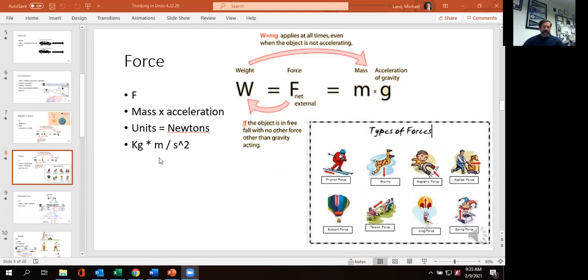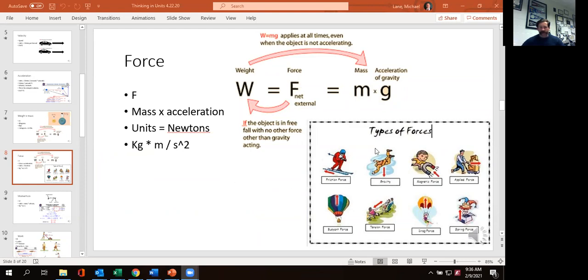Now, force itself, which we'll be talking about quite frequently, is just the mass of the object multiplied by its acceleration. This gives us our units, known as newtons, or kilogram meters divided by time squared. And obviously, there are lots of different ways that we're going to receive these forces.